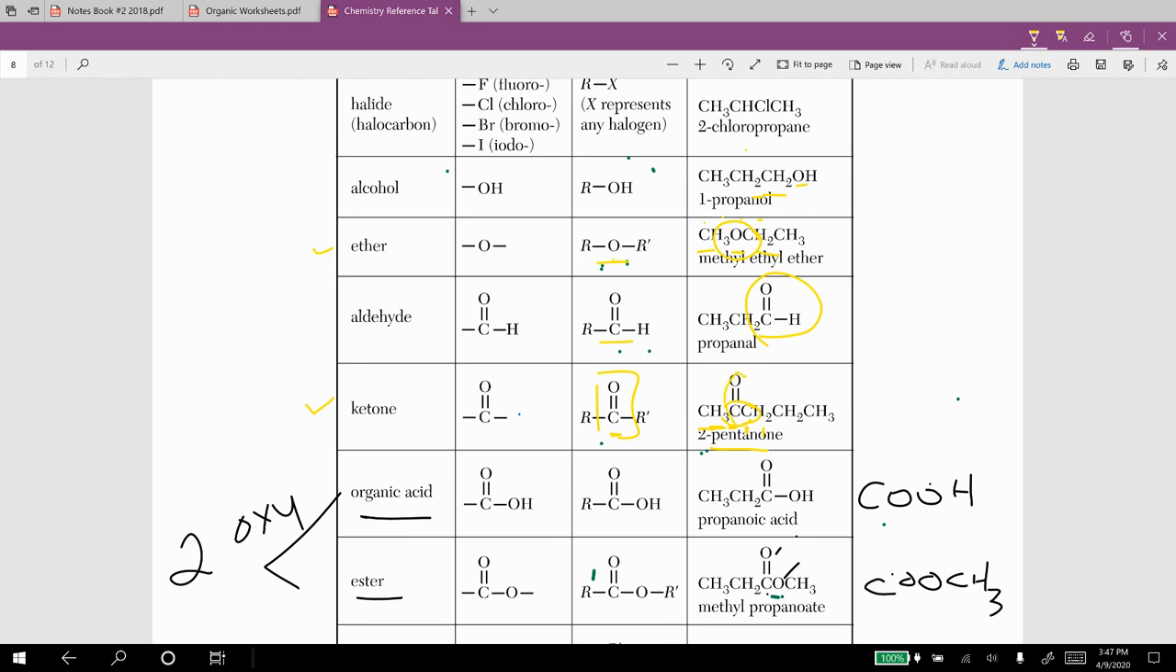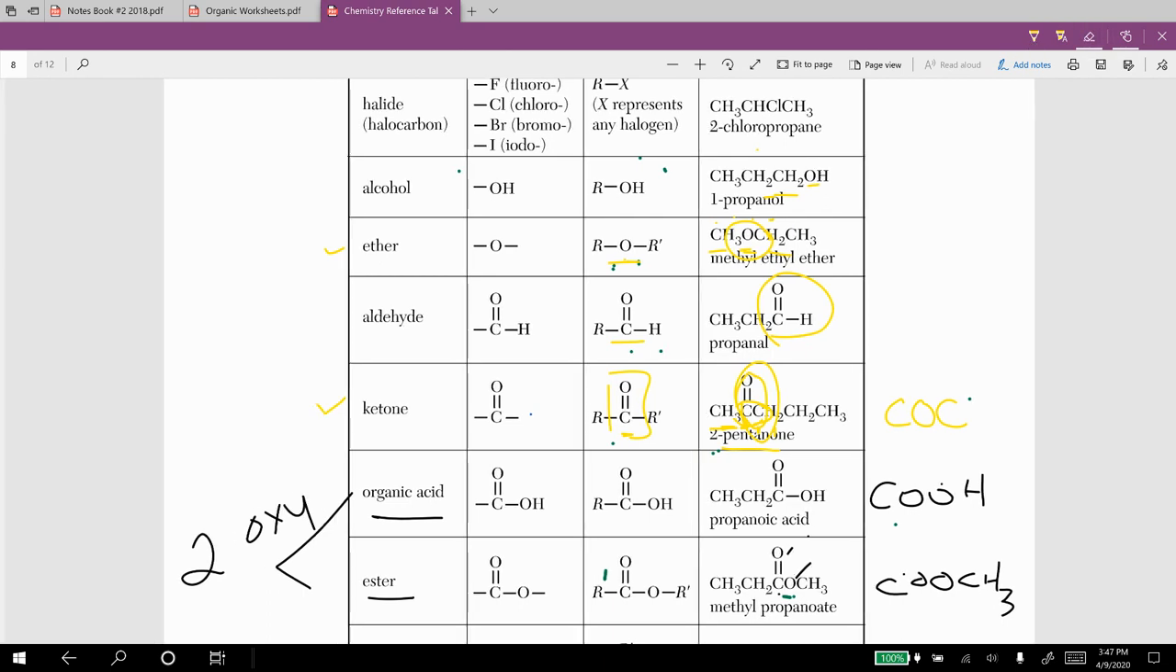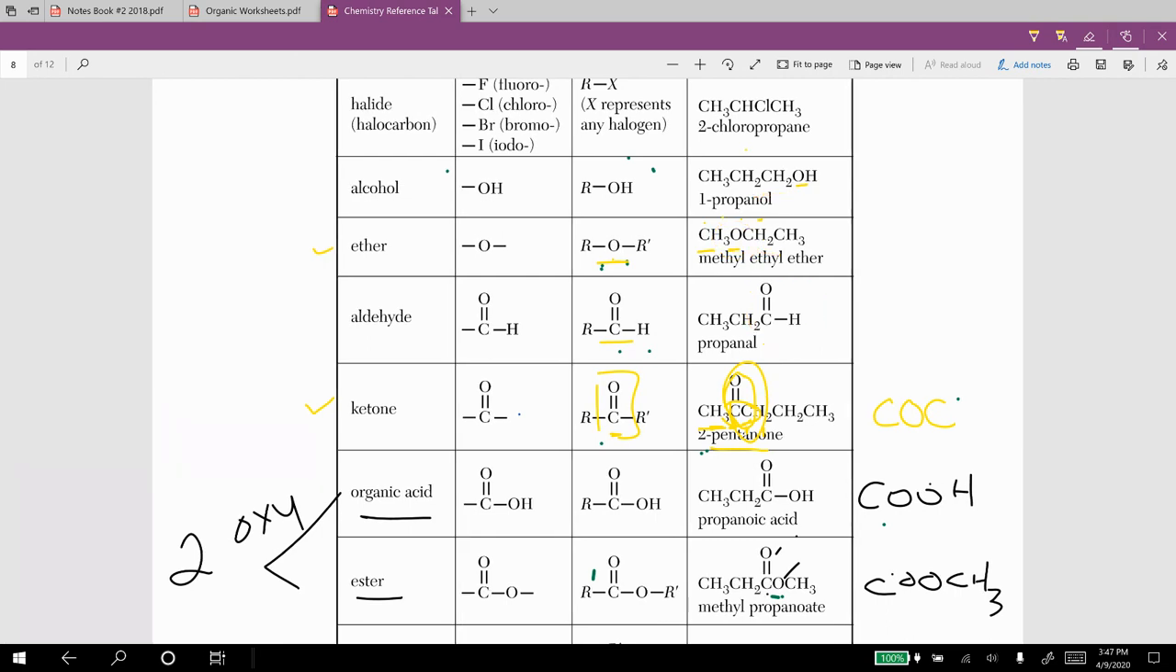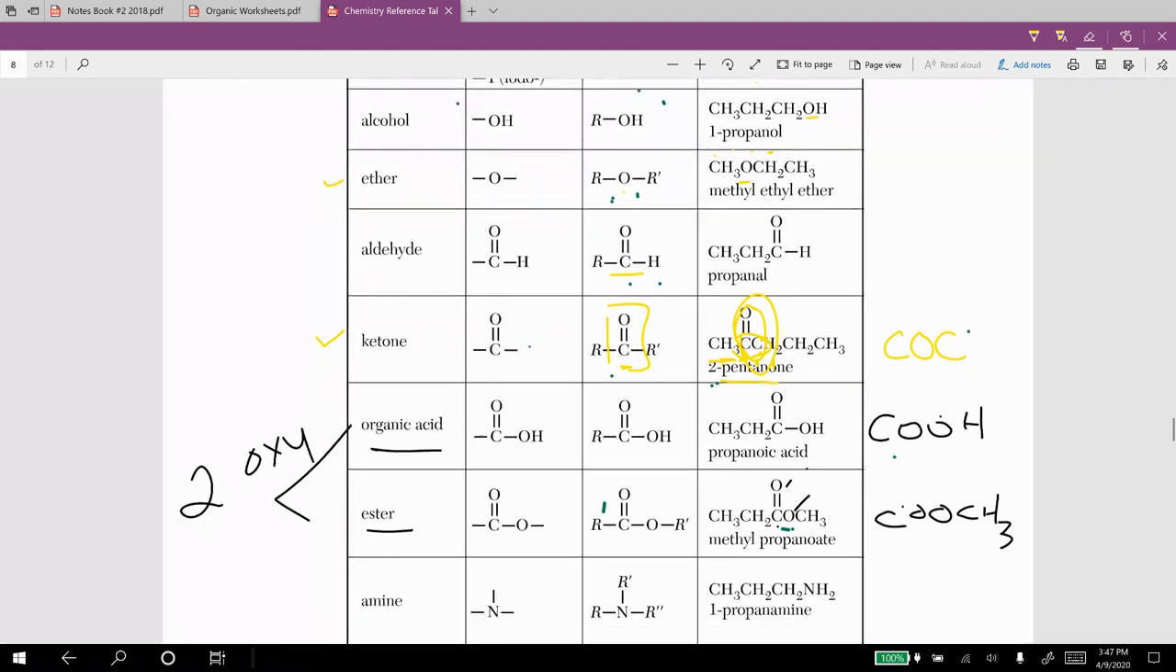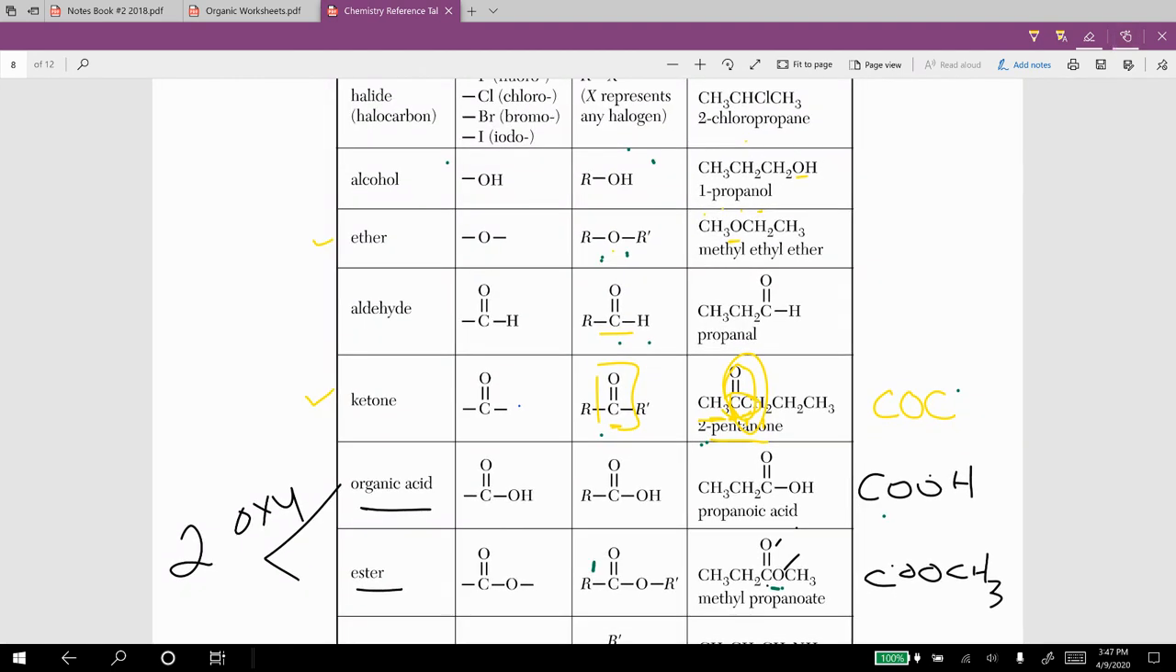COC combination. We did not have a COC combination in the ether, right? Because there were those H's over there. All right, so let's just get some erasing so that we can look at our next question and make sure that we get the next one. So you go ahead, you look at the next one.